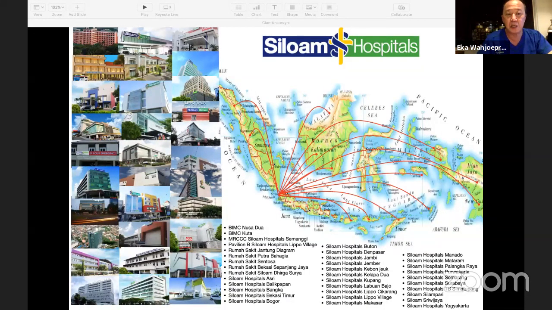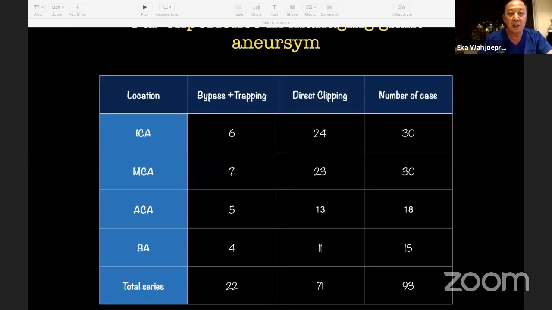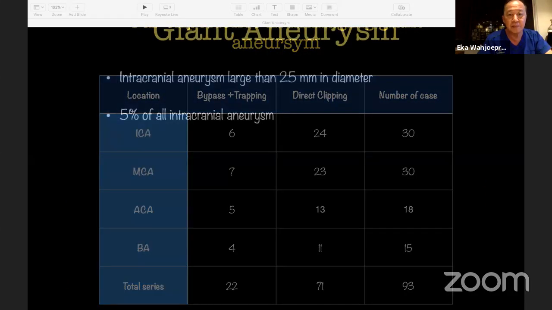In Indonesia, we have 17,000 islands, and we have about 40 hospitals, and we need to manage the neurosurgeons working in my team. We have so far 26 neurosurgeons working in the remote areas. From here to here, we need to fly 9 hours. So we need to make a team to build and to make them develop. So this is our experience in managing giant aneurysm.